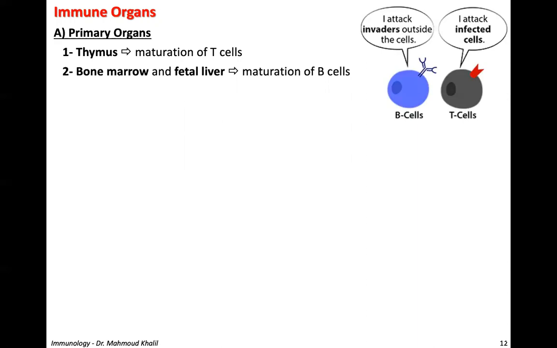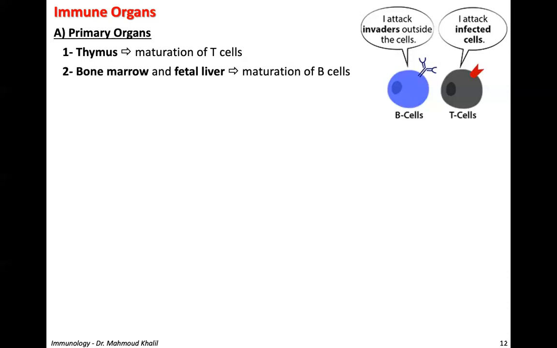Keep in mind the major difference between B cells and T cells: B cells attack invaders which are outside the cells, for example in the stream of the blood, while T cells attack infected cells, either virus-infected cells or cancer cells. Okay, so that's a major difference between B cells and T cells. That's why B cells secrete antibodies against invaders, while T cells go by themselves to attack the infected cells.